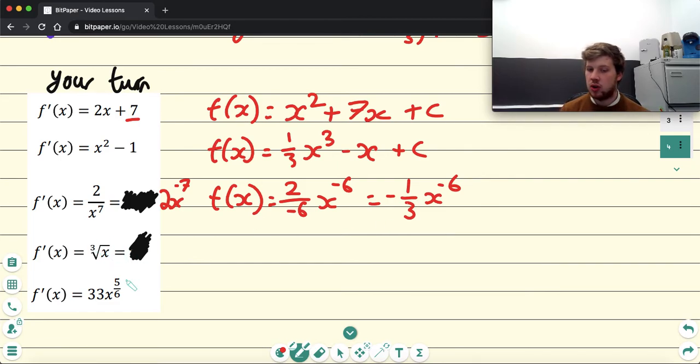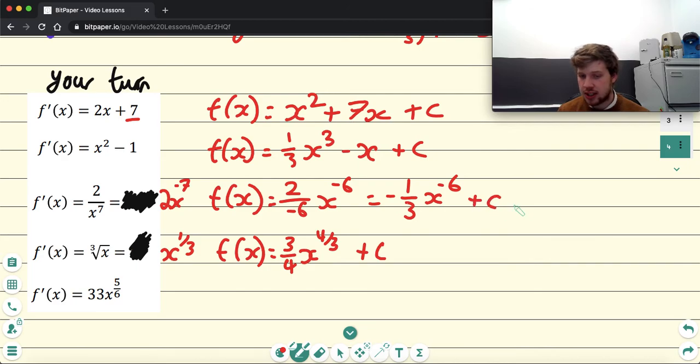Likewise with this one, I want it of the form x to the n, so I'm going to rewrite this as x to the power of a third, and then when I come to integrate it, I'm going to get x to the power of 4 over 3. When I'm dividing again by a fraction, I'm going to multiply by the reciprocal, so it's 3/4 of x to the power of 4 over 3 plus c, thank you for reminding me.